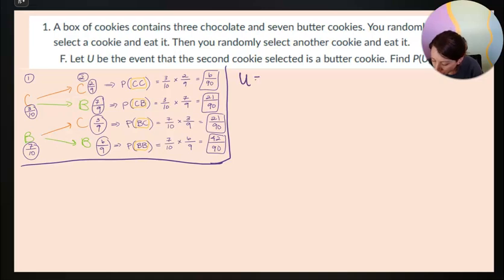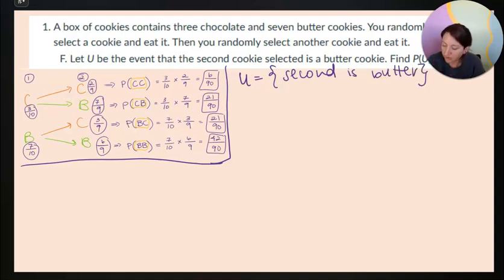be the event that the second cookie is a butter cookie. Okay, so we're going to find this in many ways. We're going to use the tree diagram, but we're also going to use the formulas, because something that came up when I was talking to one of y'all about this problem was that you technically don't need the tree diagram in order to calculate all of these probabilities, but the tree diagram is very helpful to visualize or check your work, stuff like that, to see different ways to do that.